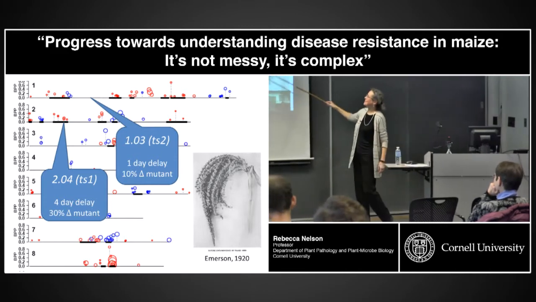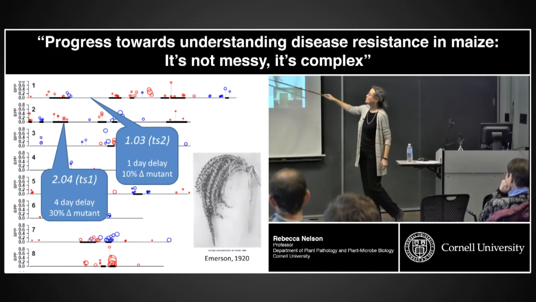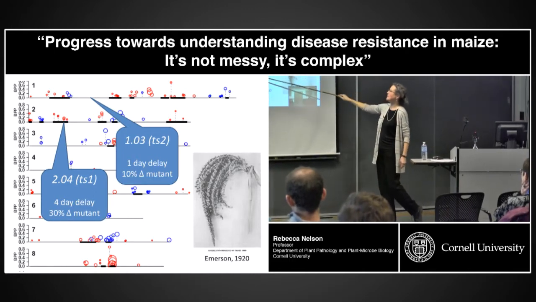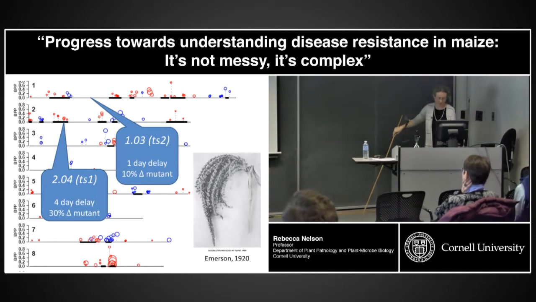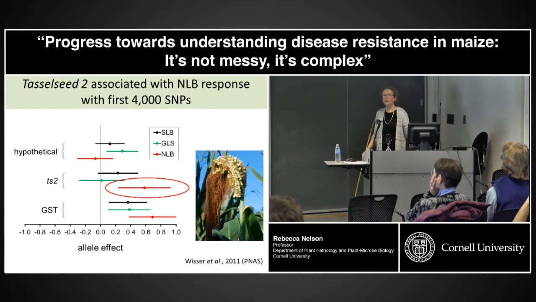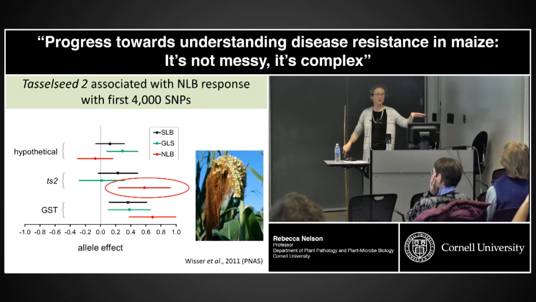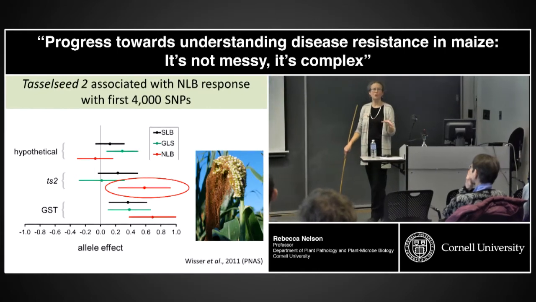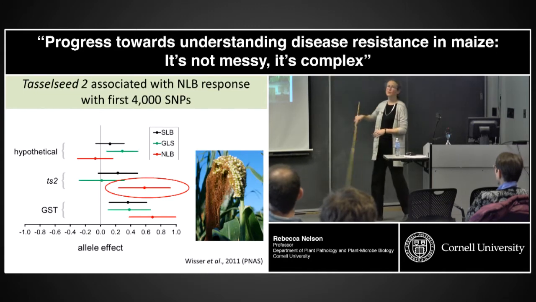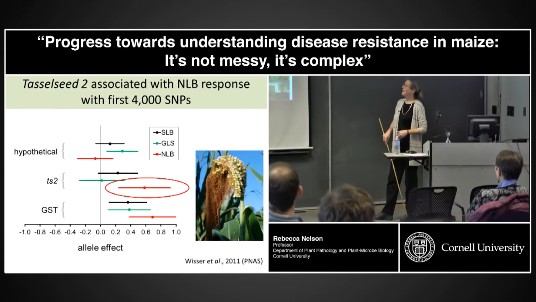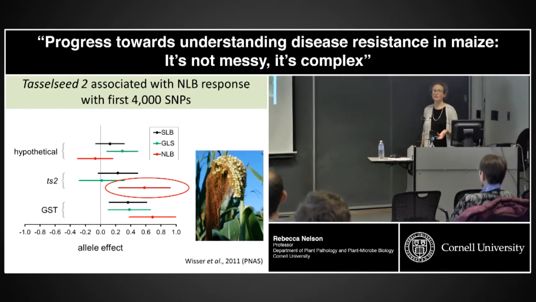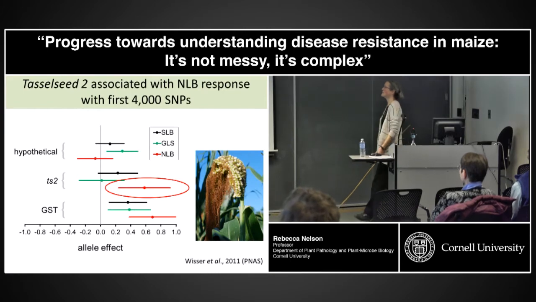So these are a couple of genes that in Judy's work have some reasonable effect on disease development, both in terms of delay and in terms of disease leaf area. Judy had obtained three years of association results for the 282 line association panel. The very first SNP data set to come out of the Maize Diversity Project is 4,000 SNPs, and we were lucky enough to get three positive associations with disease from that first set of SNPs.